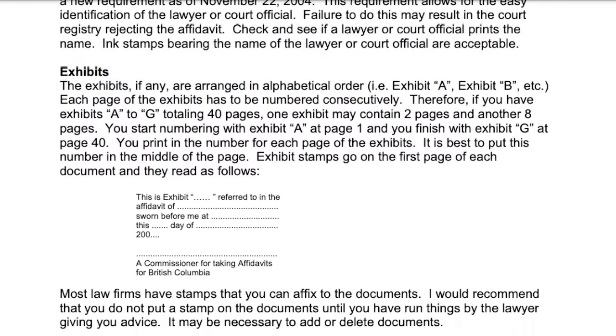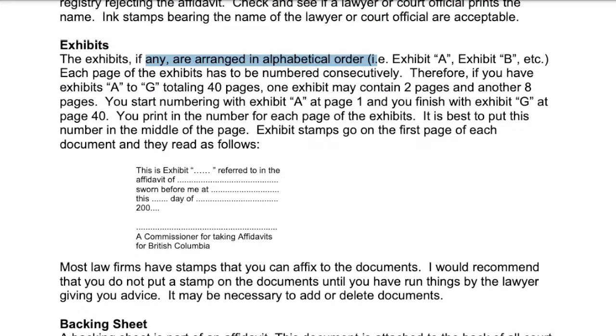All right, we have exhibits here. The exhibits, if any, are arranged in alphabetical order, A, B, C, etc. Each page of the exhibit has to be numbered consecutively. Therefore, if you have exhibits A to G, totaling 40 pages, one exhibit may contain 2 pages and the other 8 pages. You start numbering with page 1, you finish at page 40. You print in the number for each page of the exhibits. It's best to put each number in the middle of the page. Exhibit stamps go on the first page of each document and they read as follows. This exhibit, referred to in the affidavits form before me. Okay, cool.